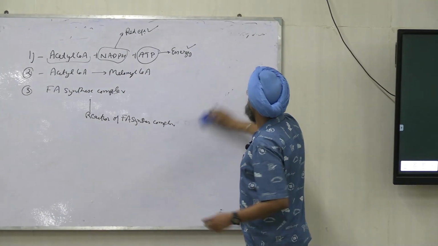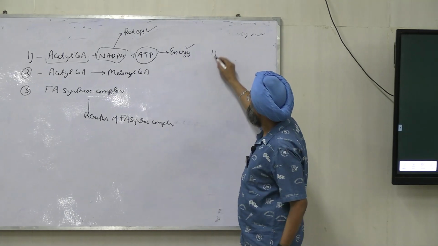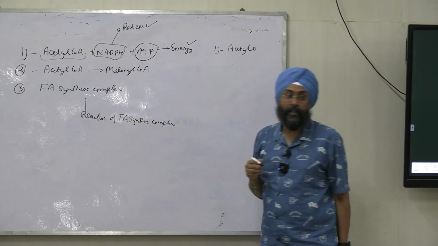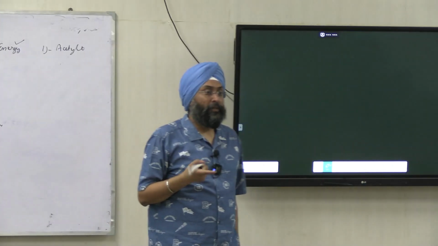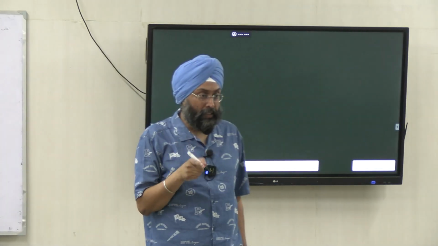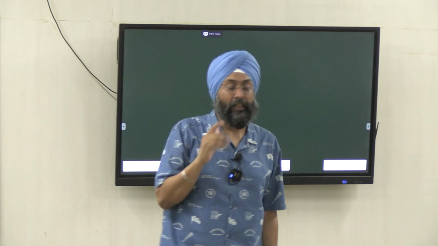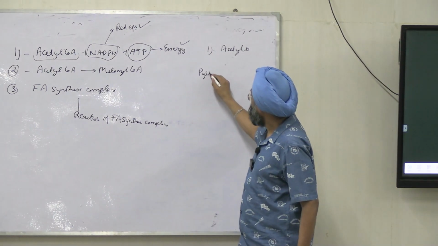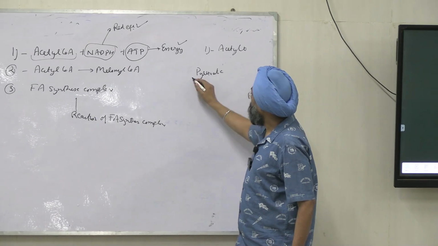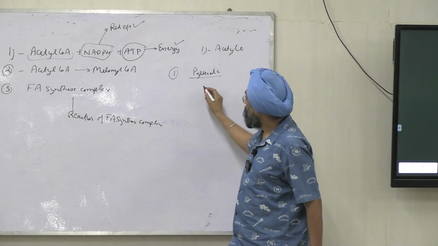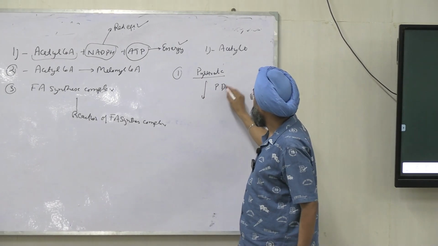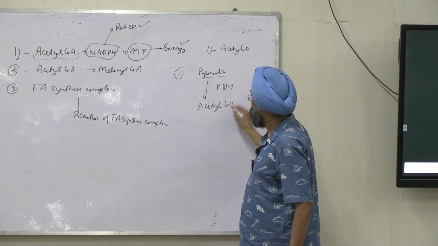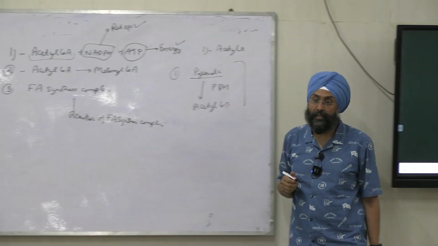What is the source of acetyl CoA? First, we discussed glycolysis, right? We start from glucose, glucose 6 phosphate, fructose 6 phosphate, fructose 1,6 bisphosphate, and finally we form pyruvate, right? So pyruvate becomes the first source. How? Pyruvate is converted via pyruvate dehydrogenase reaction to form acetyl CoA. Done. The first source of acetyl CoA.